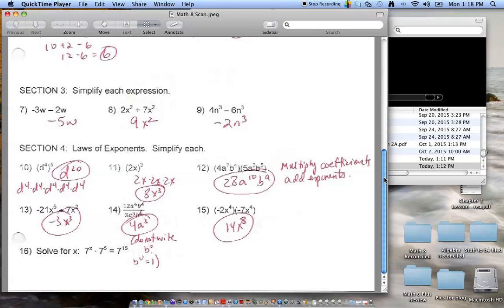Simplify the laws of exponents, guys. Solve for x. 7 to the x times 7 to the 5 is 7 to the 15. I don't have the answer for number 16 written down here, but the answer is 10. Yes? Number 12, how is it like 28?